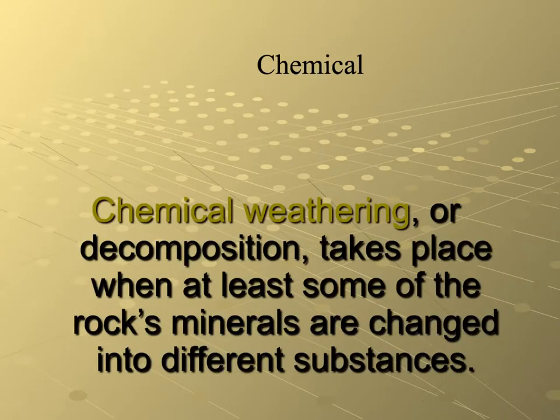Chemical weathering, or decomposition, takes place when at least some of the rock's minerals are changed into different substances. And as we all have learned already, rocks are made from minerals, so there are always going to be minerals present. So chemical weathering actually changes these minerals into something different, into a different type of mineral.